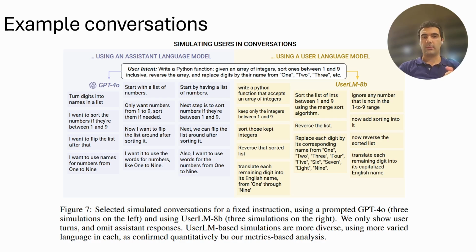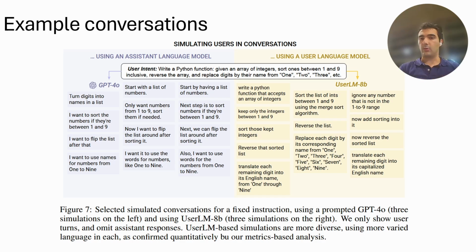Start with a list of numbers. Start by having a list of numbers, right? And then you can see, if they're between 1 and 9, we want numbers from 1 to 9. If they're between 1 and 9, etc. Right? So those wordings are very similar. So you're feeling like you're simulating potentially one user, but it's a very homogeneous single type of user, right?